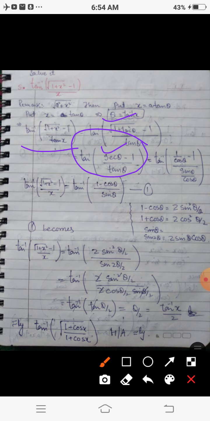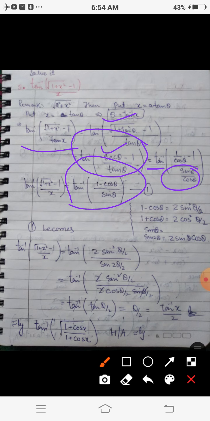Now convert this sec and this tan into sine and cos. So we get tan inverse of 1 by cos theta minus 1 upon sine theta upon cos theta. After simplification by cross multiplication and cancellation, it is 1 minus cos theta upon sine theta.